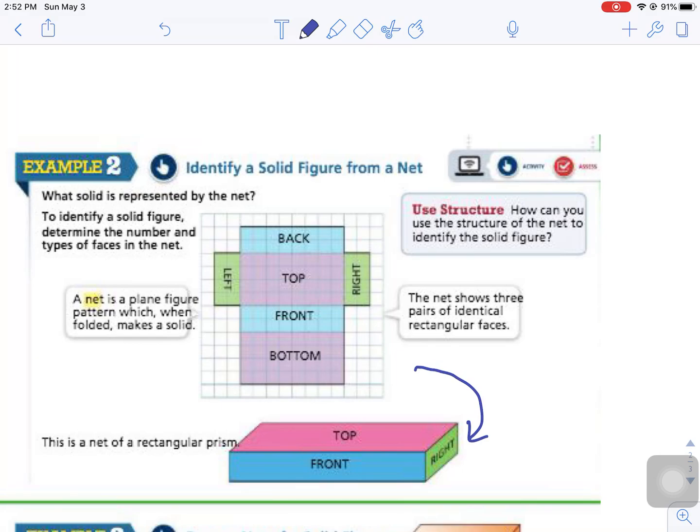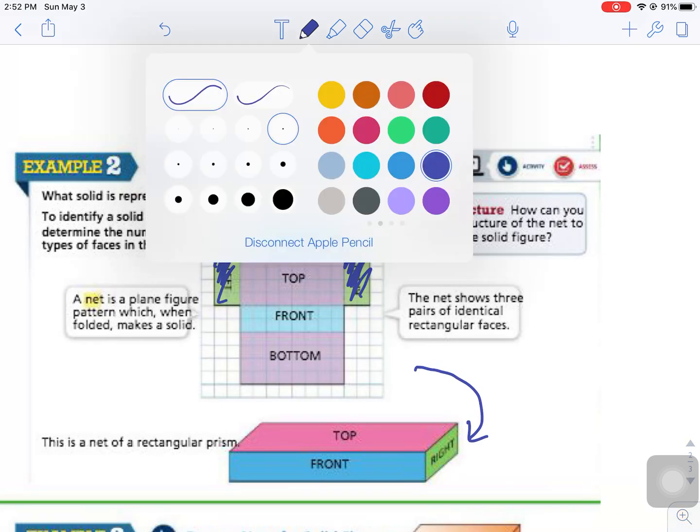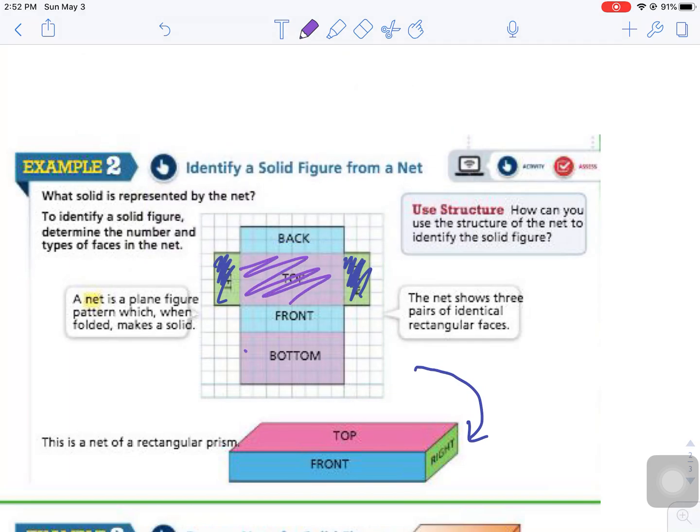So the net shows all of the identical rectangular faces. It shows all of our sides. So we can see what our right and left faces would look like. We can see our top and bottom, and we can see our front and our back. So if you were to unfold a prism, this is what it would look like.